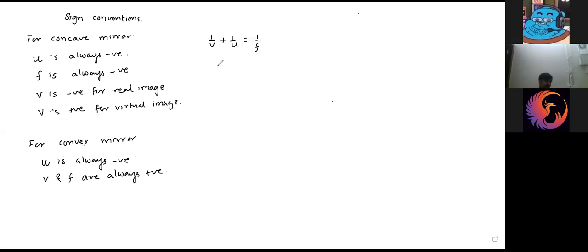Second, focal length is half the radius of curvature. Magnification M is equal to minus V upon U, which is equal to I upon O. That's the form, nothing else after that. These are the sign conventions. Okay, just copy this one and then we'll start with numericals.